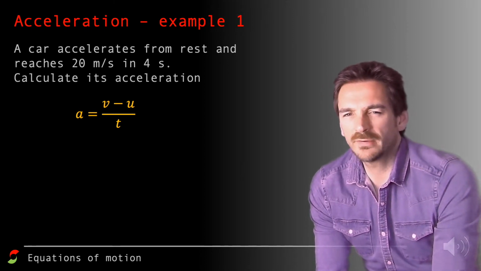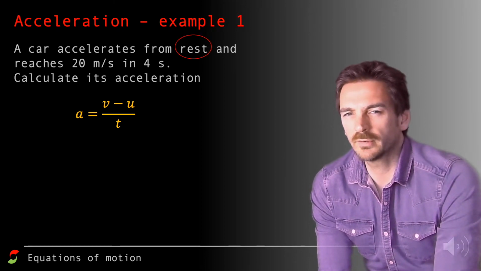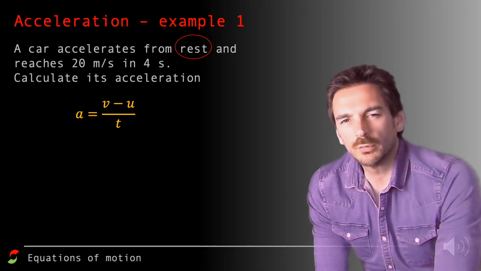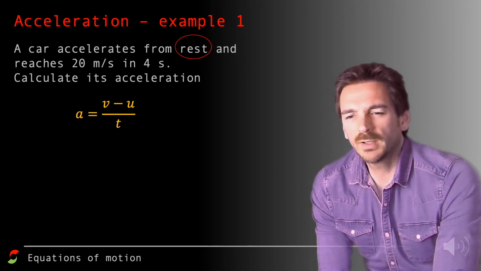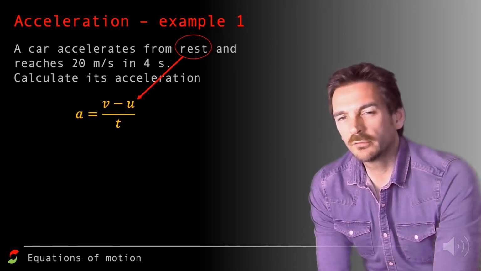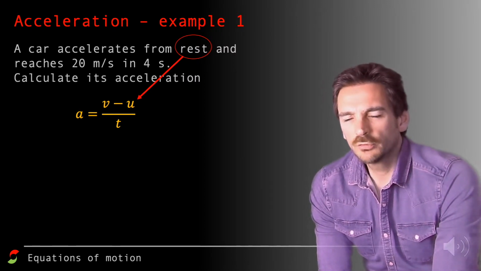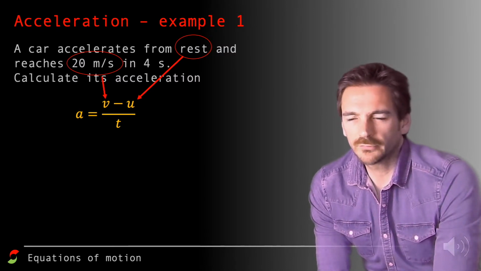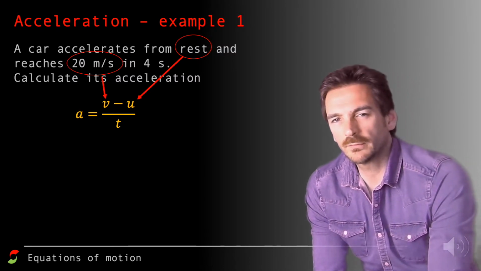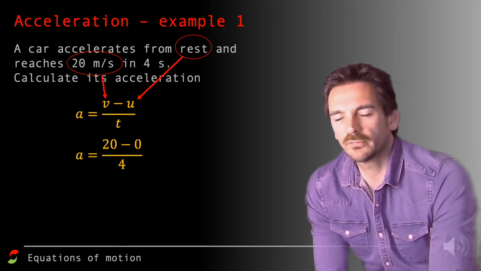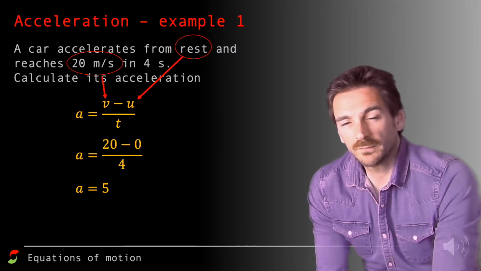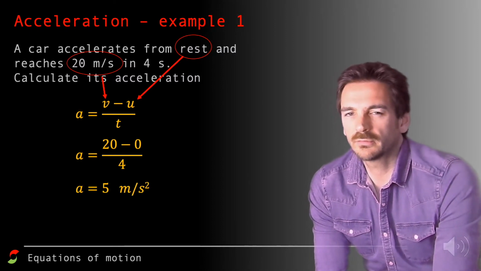We've got the word rest here. That comes up quite a lot in physics, and students often glaze over it and don't really appreciate what it actually means. But rest means that u, the initial velocity, is 0. 20 meters per second is the final velocity v, and the time is obviously 4 seconds. Once we've identified all the physical quantities, we get 20 minus 0 over 4, and that gives us 5. But don't forget about the units: 5 meters per second squared for acceleration.